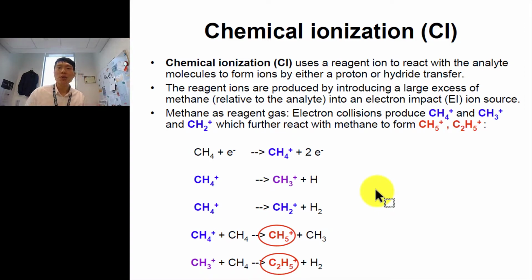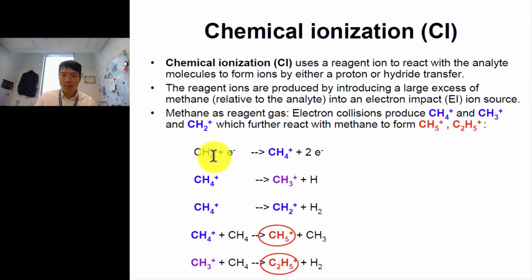Now the reagent ions are produced by introducing a large excess of methane, CH4, into the EI source. So methane is the reagent gas, but methane in this case is unreactive, so you're going to charge it. What you want is to derive CH4 plus, CH3 plus and CH2 plus. Then you combine with the methane to form CH5 plus and C2H5 plus, your ethyl cation.